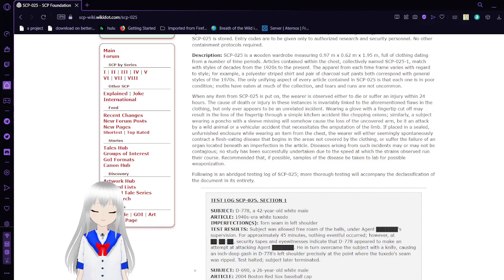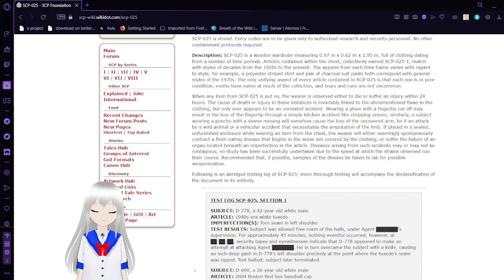Recommend that, if possible, samples of disease be taken to the lab for possible weaponization. Following is an abridged testing log of SCP-25. More testing will accompany the declassification of the document in its entirety.